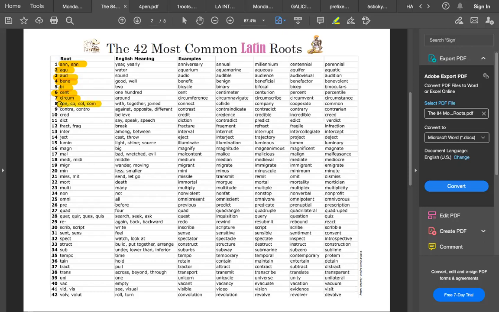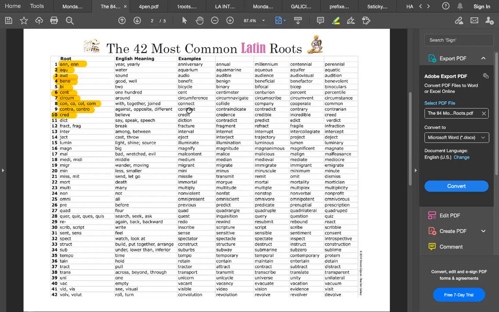Con, co, col, and com is together, so connection is together. Collide means two things hit each other. Company is something you do with other people together. Cooperate, things like that. Contra or contro, that's against or different. So contrast, you're looking at somebody short versus a tall person, black versus white, green versus red. So you're contrasting them. Contradict, contrary.